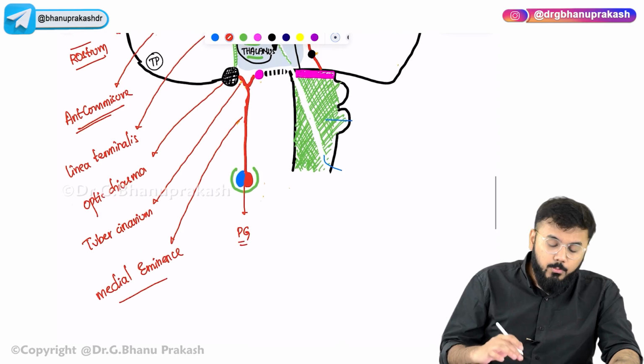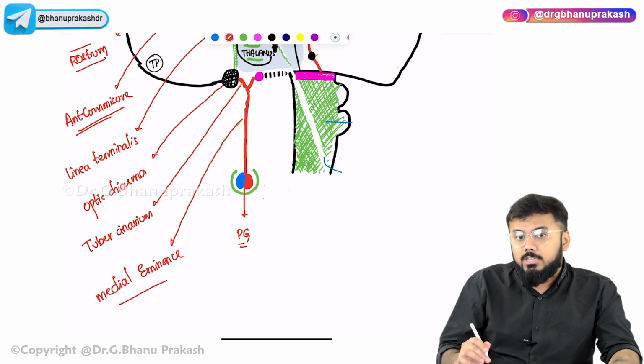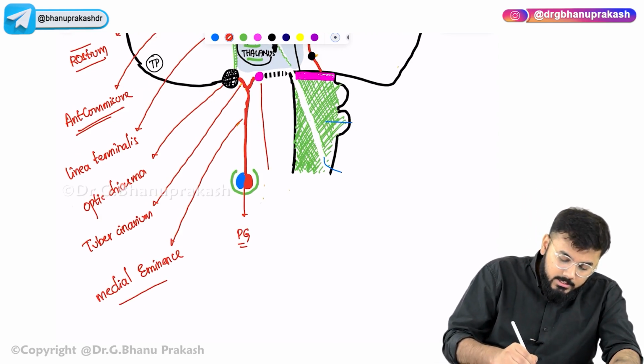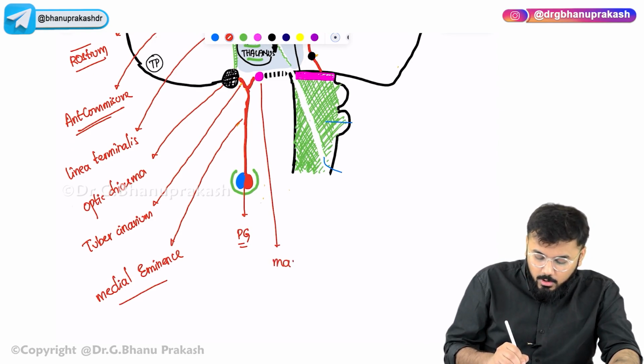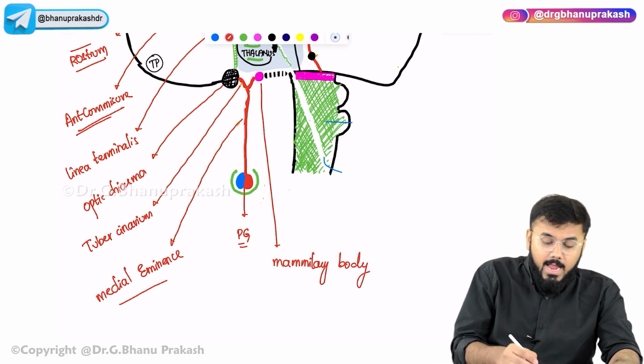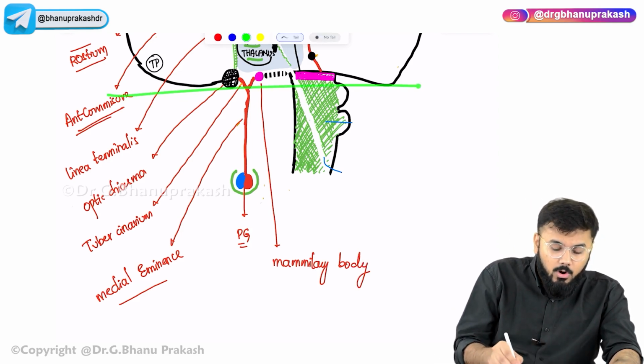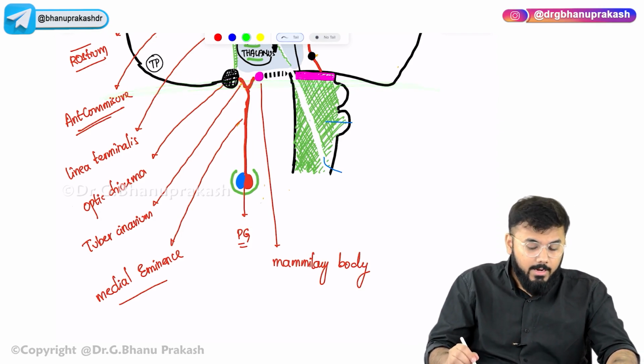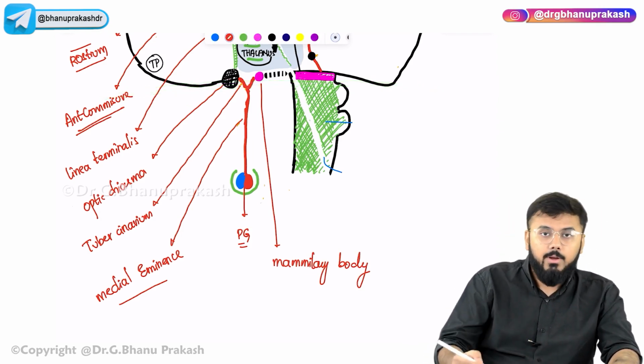Now behind this, posterior to this, you have another structure called the mammillary body. This particular structure is called a mammillary body. And by the way, this is called your base of the brain, right?